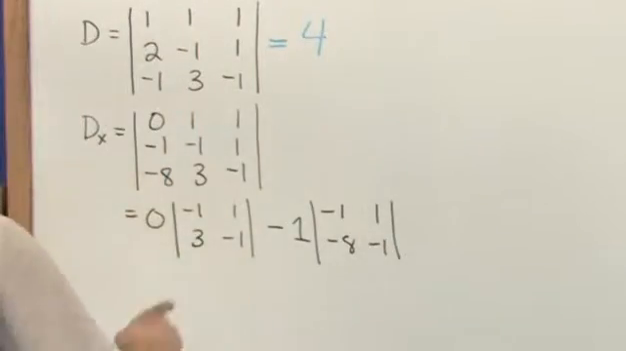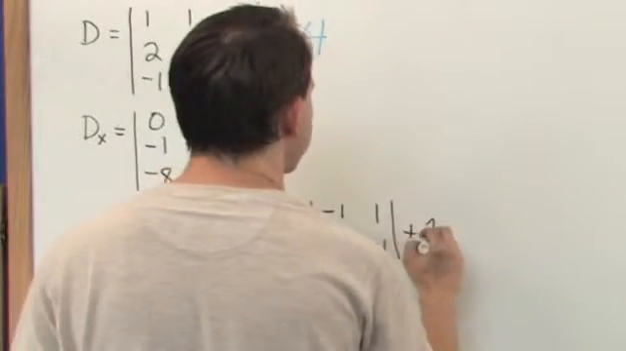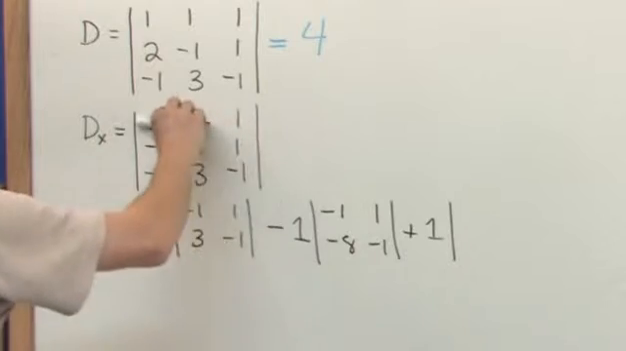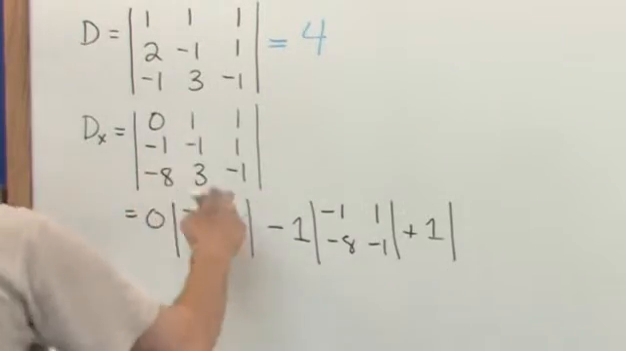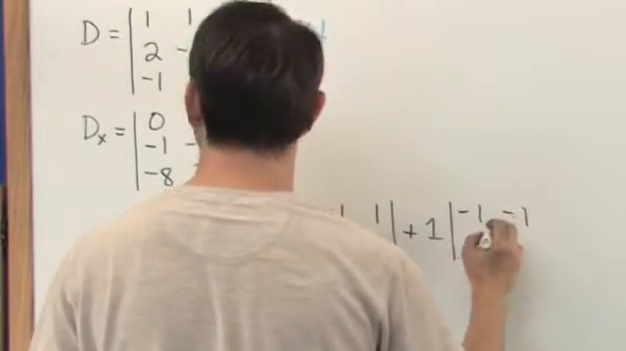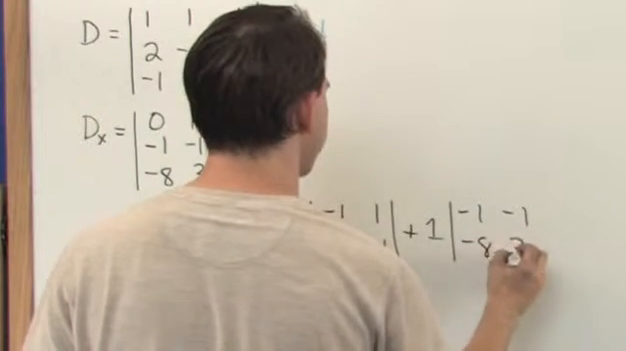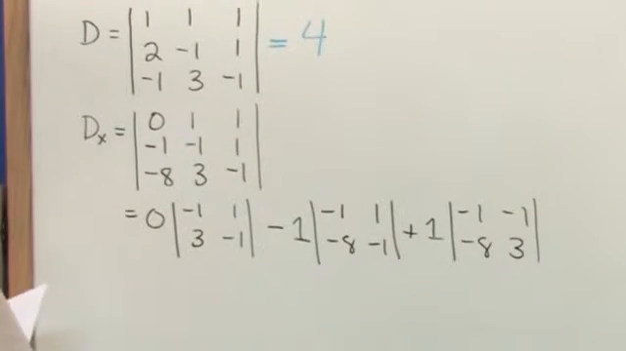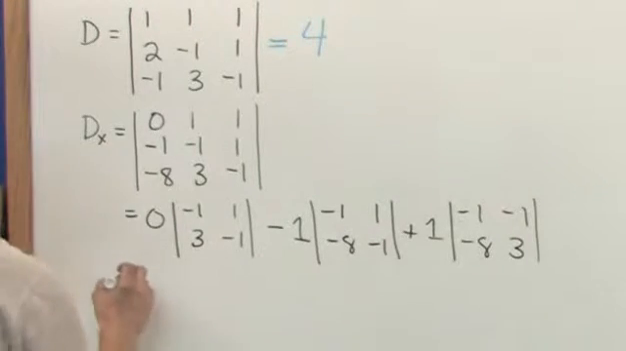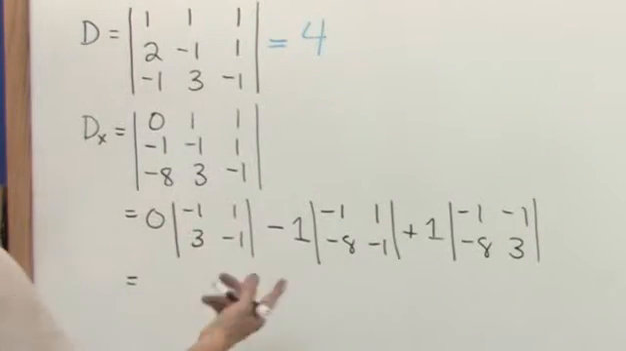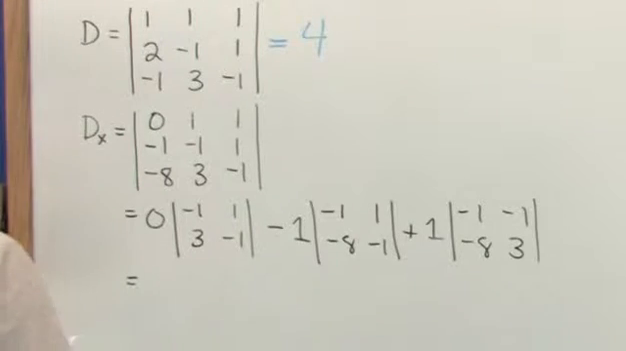Okay? And finally, for the third one, you're going to have a 1 out front, and you're going to take the determinant, when you mark through these, of all of this here. So you have a negative 1, negative 8, and a 3. And you're going to have the determinant of all of that stuff right there. Okay? So to calculate the determinants, this is going to be a big fat 0, so I'm not even going to worry about it. Okay?